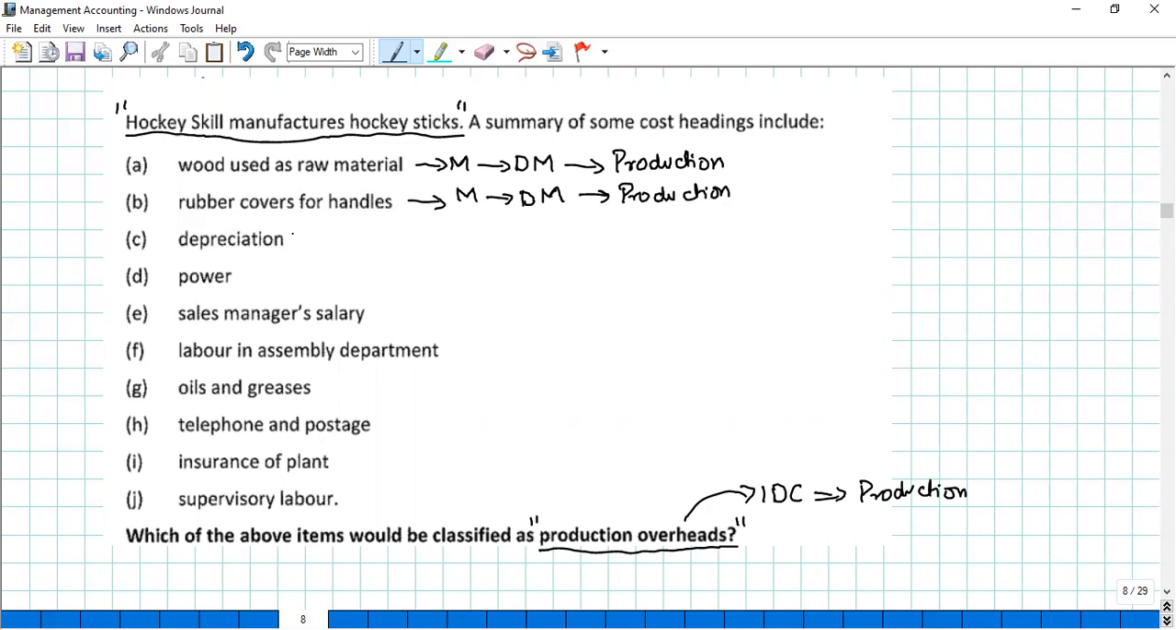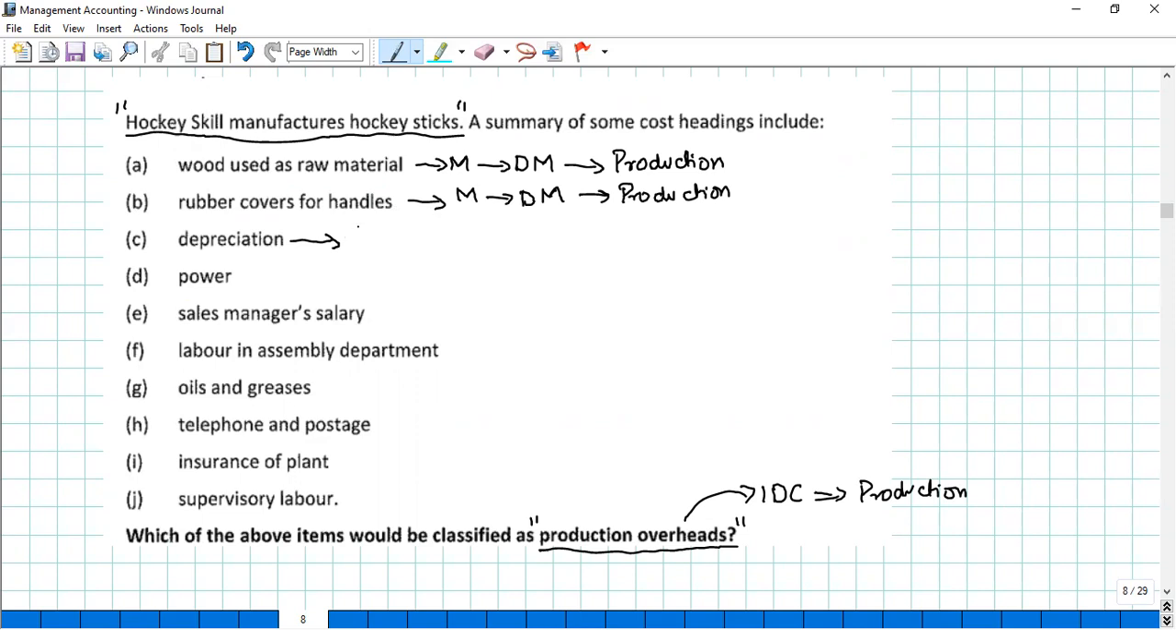Depreciation. Now, what's depreciation? Those who have done financial accounting know that depreciation is an imaginary expense. Depreciation is basically this: when you use an asset, as you consume that asset, the value of the asset falls. It falls by an imaginary amount that is known as depreciation. So depreciation is an imaginary expense.